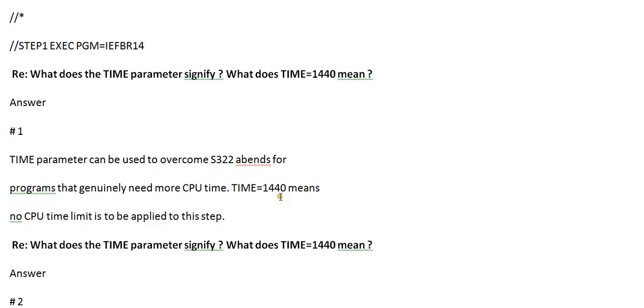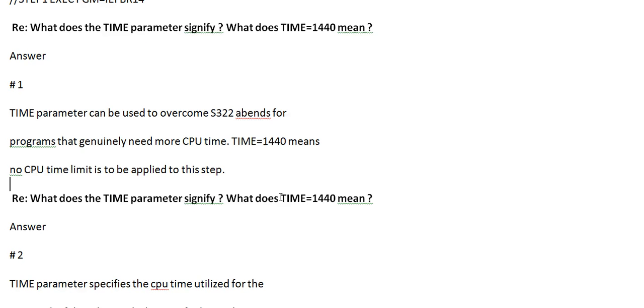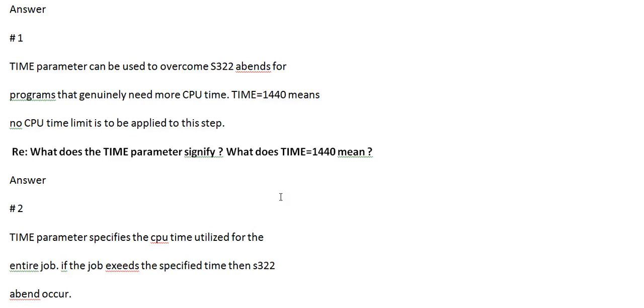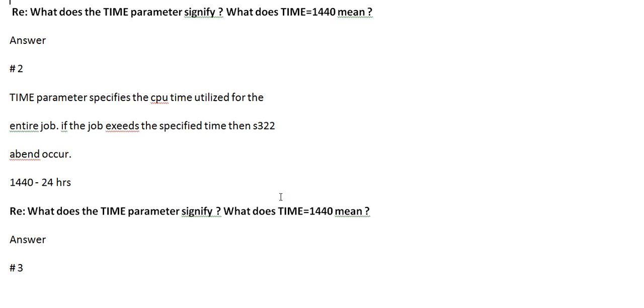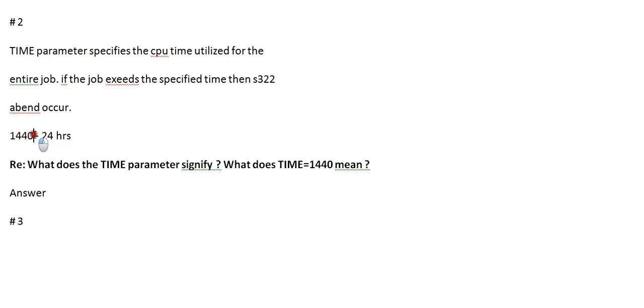So this is mainly used for a job which is running for a long time. This is the second answer I can give you. The TIME parameter specifies the CPU time utilized for the entire job. If the job exceeds the specified time, then an S322 error will occur. In order to avoid this, 1440 means 24 hours.